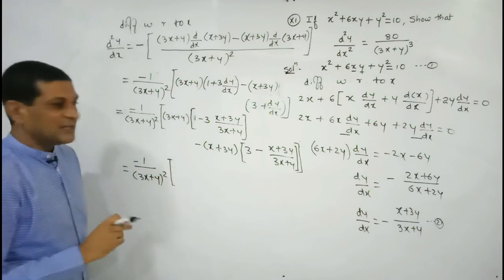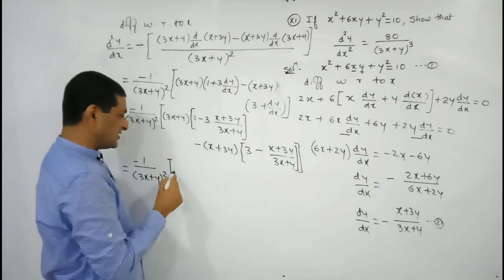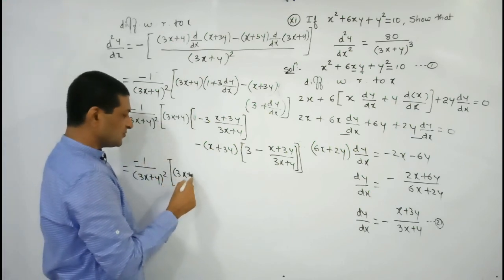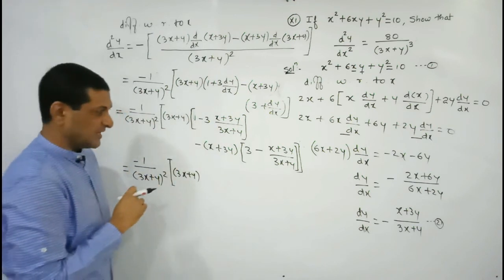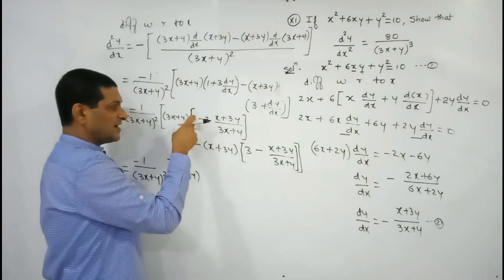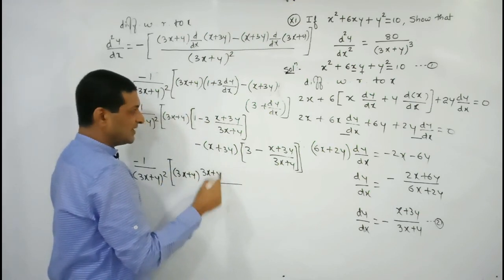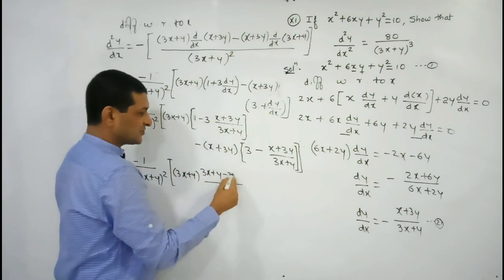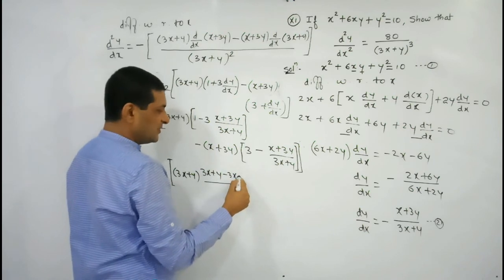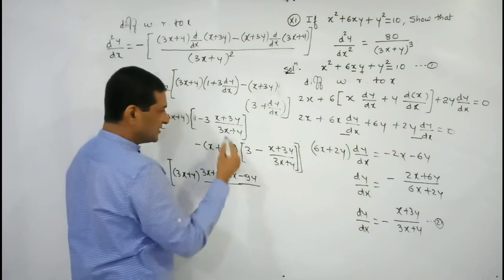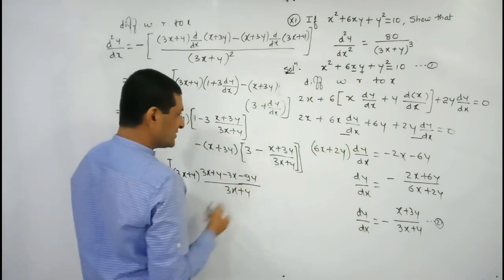Now I am taking cross multiplication here. We are taking what? Cross multiplication. Keep this term as it is. 3x plus y as it is, and let us see what we will get if we take cross multiplication. So here (3x plus y) into 1 will be equal to 3x plus y, and minus 3 into x is minus 3x, minus 3 into 3y will be minus 9y, and in the denominator we will get 3x plus y. Okay, and here let us see what we will get.